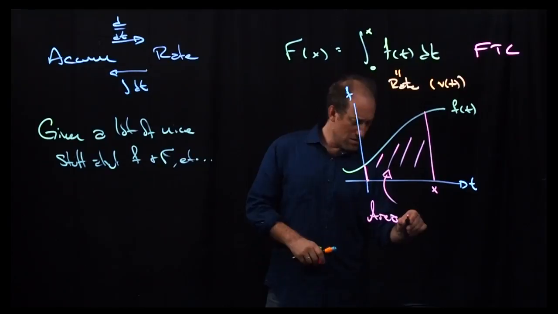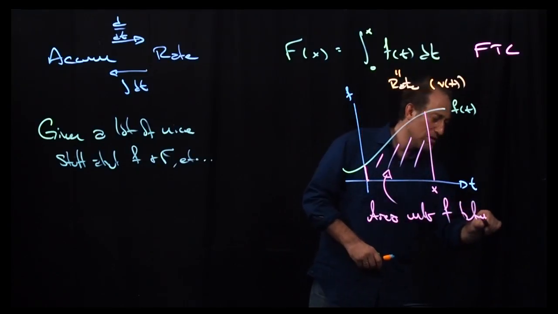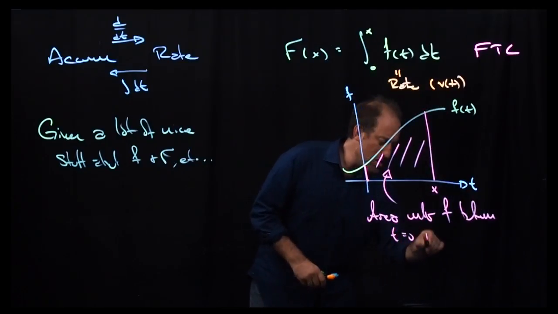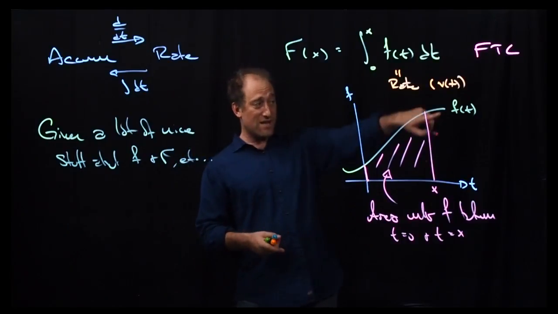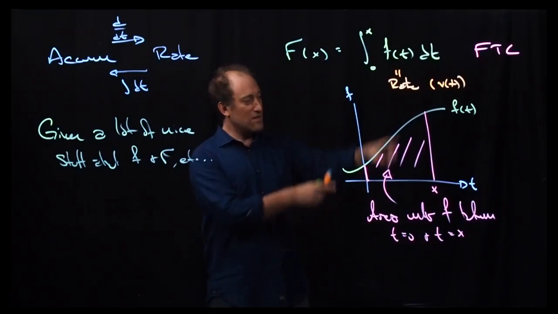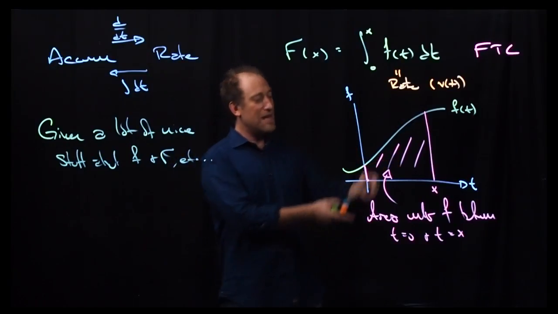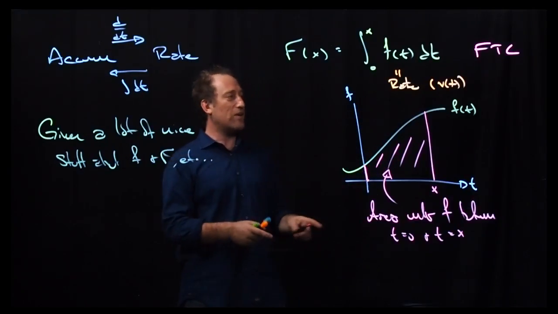Area under little f between t is 0 and t is x. So if you like, you can think of this as a velocity function, and I'm integrating the velocity function between time 0 and time, I know it seems a bit weird, x. The reason I chose x is I don't want a fixed time. I want to let it vary.